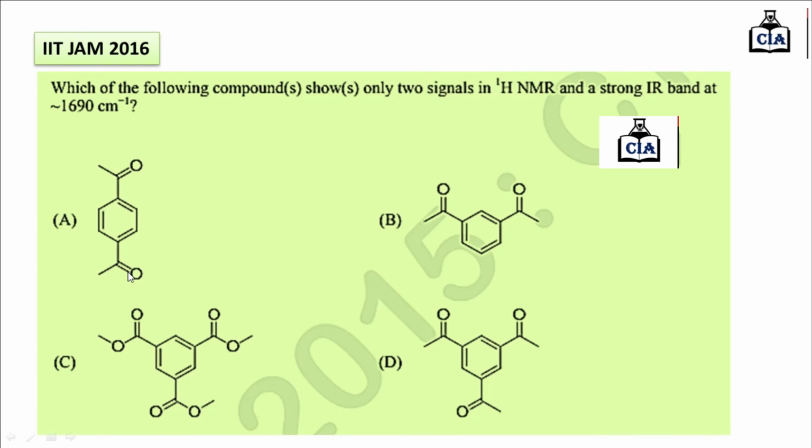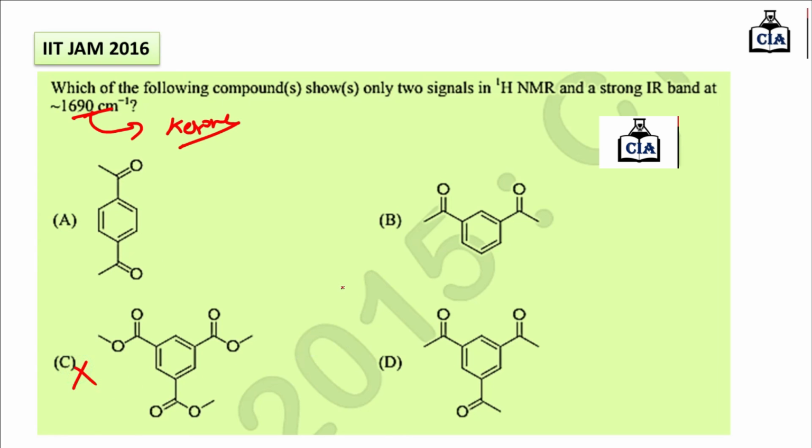The next question is from IIT JAM 2016. In this question, we have to find the compounds. This is a multiple select question. The compounds which show only 2 signals in 1H NMR spectra and IR absorption at 1700 centimeter inverse. So this IR value indicates that the compound will be a ketone, so the ester option will be eliminated.